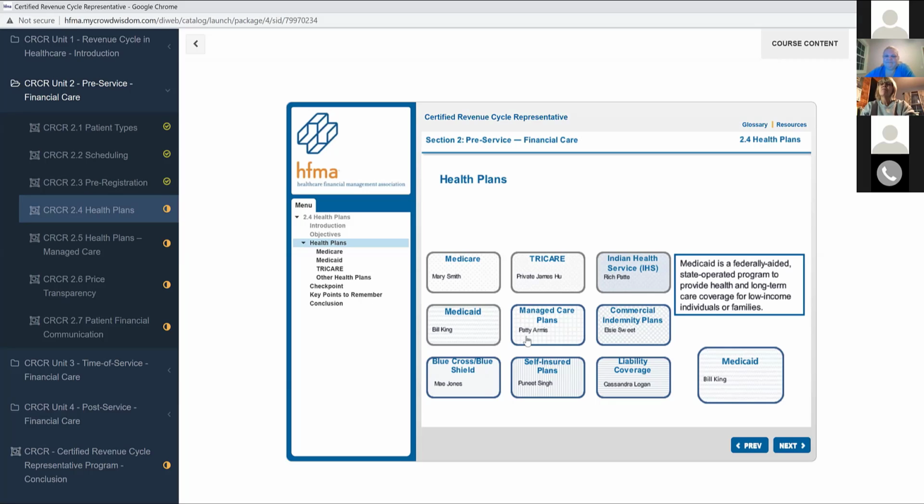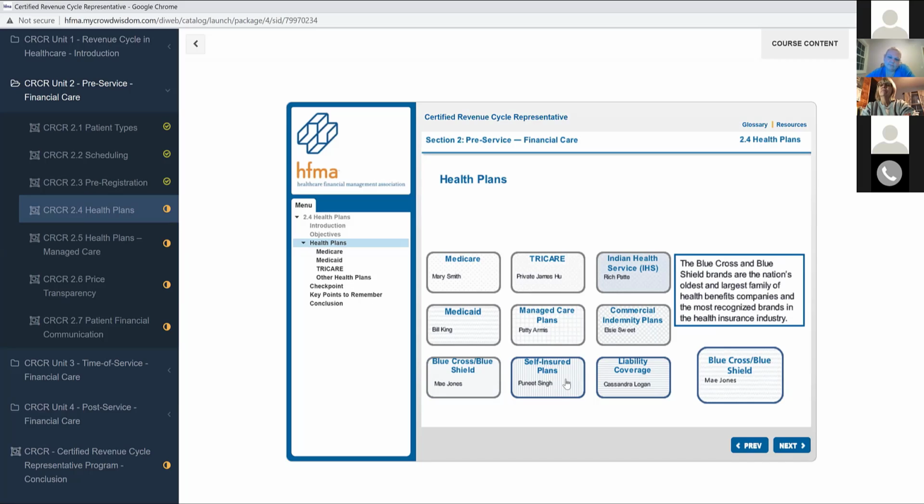Managed care plans, comprehensive health care plans that attempt to reduce costs through contractual agreements with providers through care management initiatives. Commercial indemnity plans cover almost all services without authorization requirements. Blue Cross Blue Shield brands are the nation's oldest and largest family of health benefits. That's sometimes a question too. Who is the largest and oldest family of health benefit companies and the most recognized in the health insurance industry?